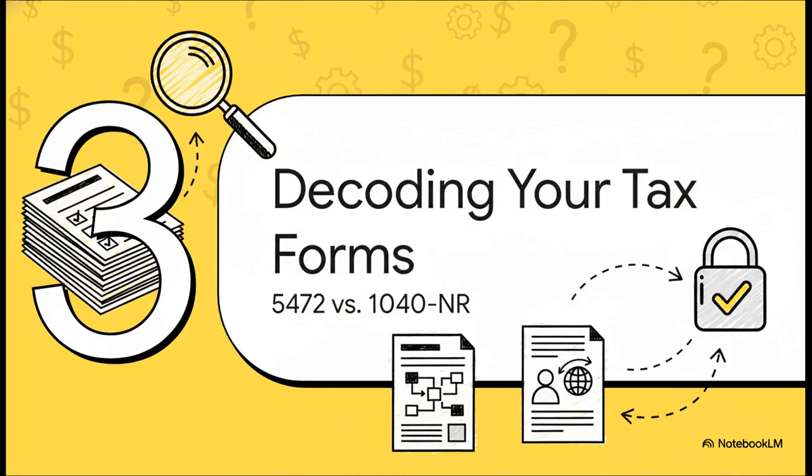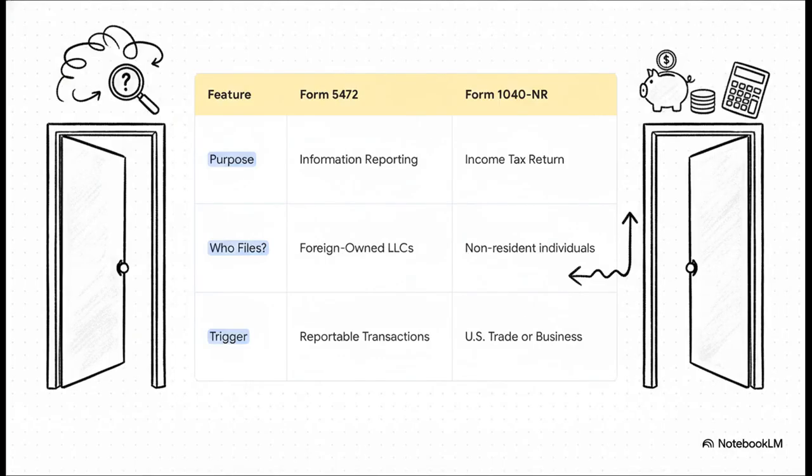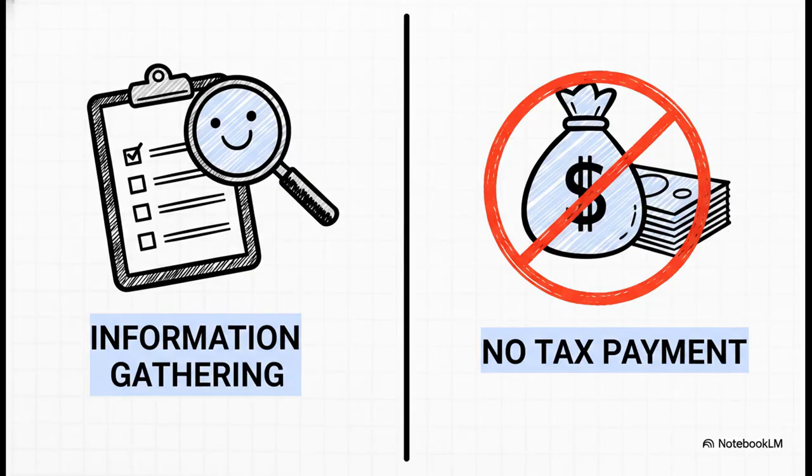Because understanding the different forms and what they're for is absolutely crucial. It's not just about filing something. It's about filing the right thing. Okay, let's break this down. A good way to look at it is like you have 2 separate doors. Behind door number 1, you've got Form 5472. That's all about information reporting for your LLC. And behind door number 2, you have Form 1040-NR. That is an actual income tax return for you, the individual. They do totally different things, and they're triggered by different activities. Here's a great analogy.